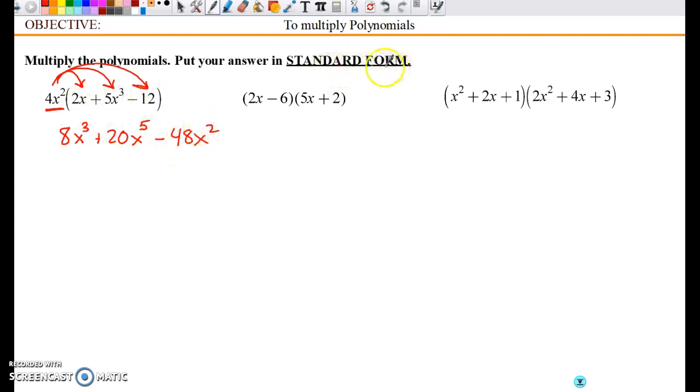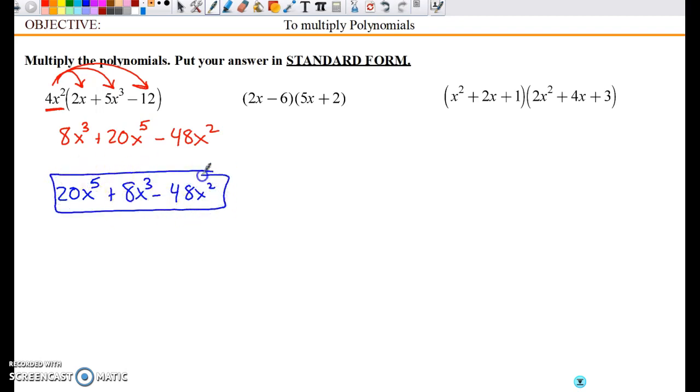And I want to put my answer in standard form, so I need to rewrite this so that the x to the fifth is in front. 20x to the fifth plus 8x to the third minus 48x squared. And then I'm done with the first product there.